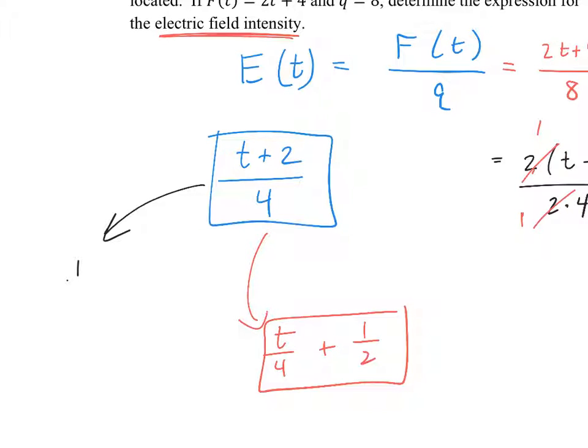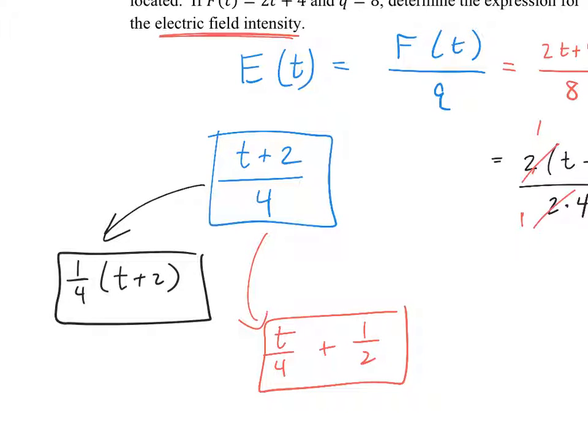1/4, and then in parentheses t + 2. Yeah. Well done, Gina. It's another way to write this answer. If you don't agree, go ahead and distribute it. Go ahead and distribute it. This becomes 1/4 t, which is this, and then 1/4 of 2 is 1/2. So any of those three ways is acceptable.